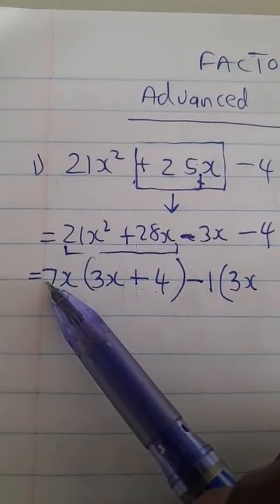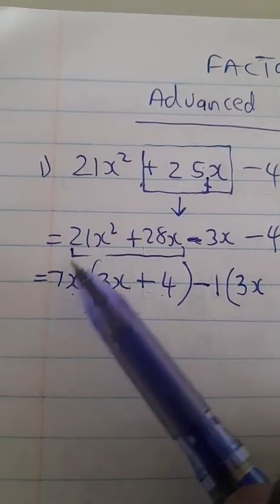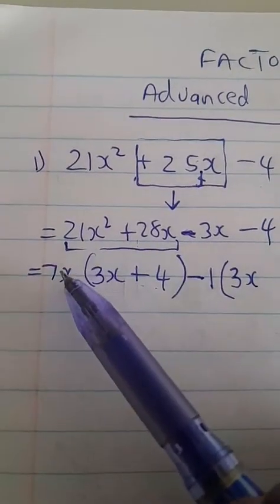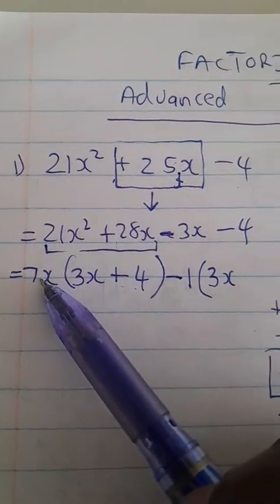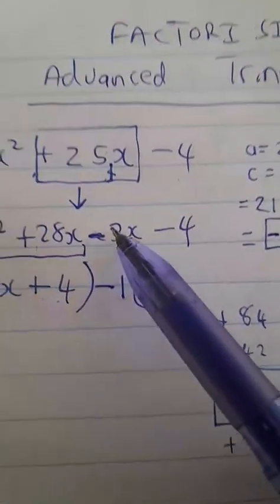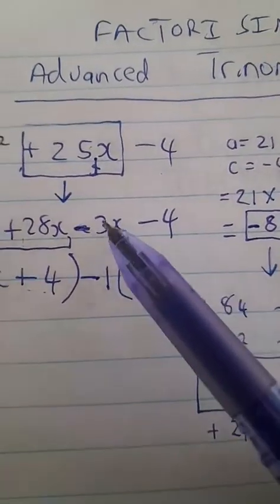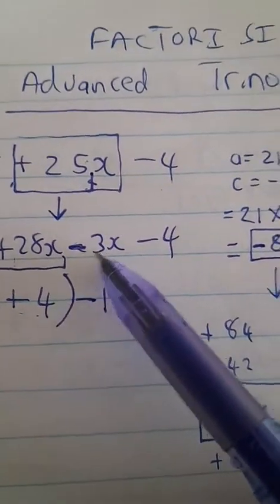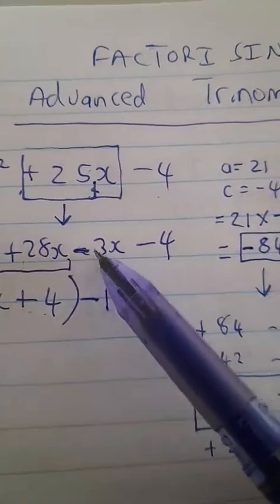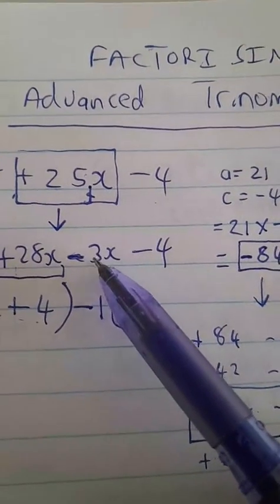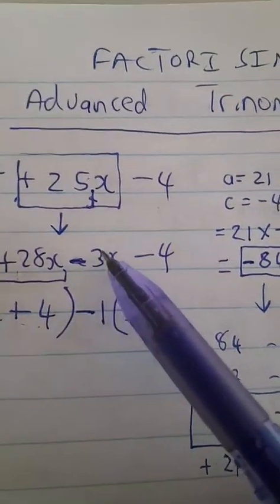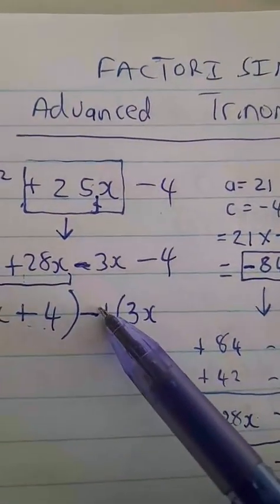So that's why this number here outside is positive. 21 and 8, the highest common factor is 7. Okay, the last part, negative 3x minus 4. These are 2 terms. The first term is what? Negative. So when you take out the highest common factor sign, the highest common factor sign is negative.